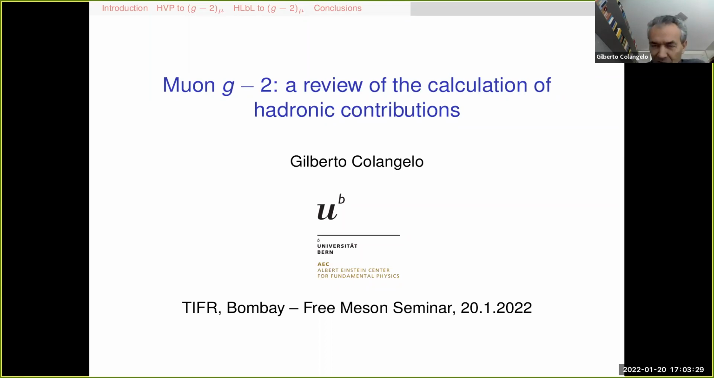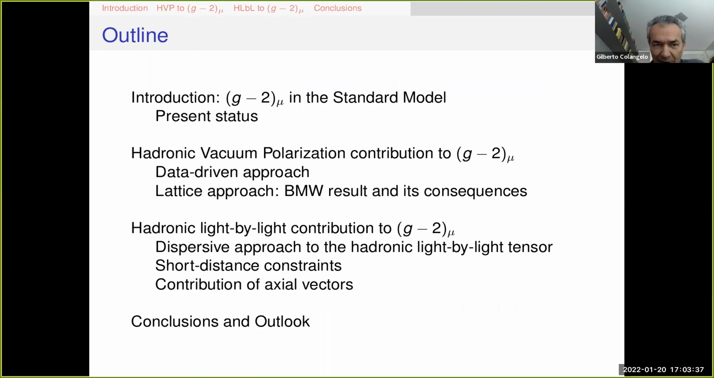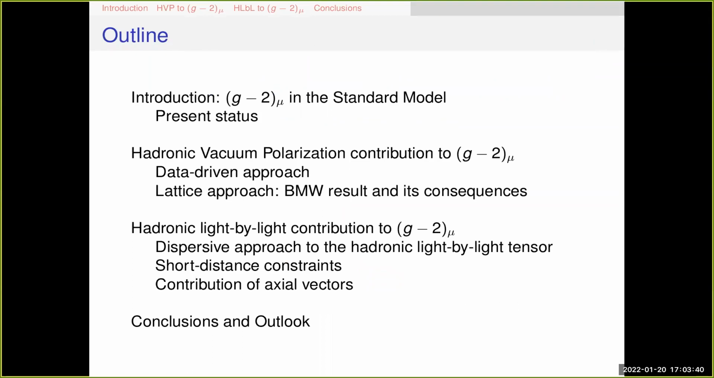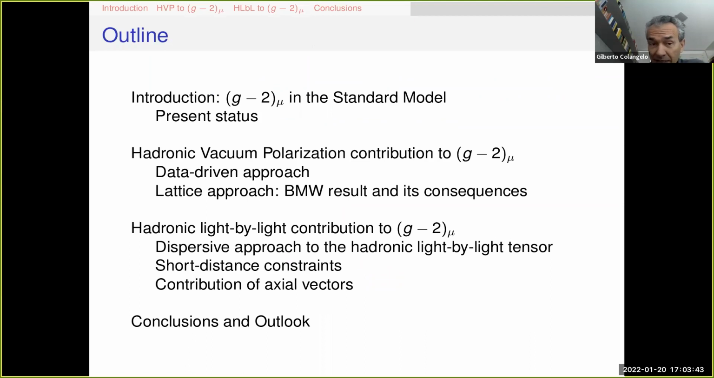So I will talk about the calculation of hadronic contributions to the G-2. Here's the outline. There will be two main chapters, hadronic vacuum polarization and hadronic light by light, which are the two main sources of uncertainty for the Muon G-2, and that will come between an introduction and the conclusion. And we discussed with Rishi that probably the most interest will be on hadronic vacuum polarization, so I will keep this part longer. But I hope to have some time to discuss hadronic light by light too.